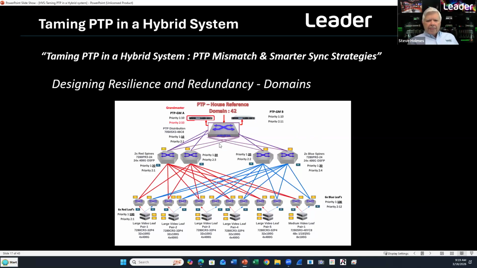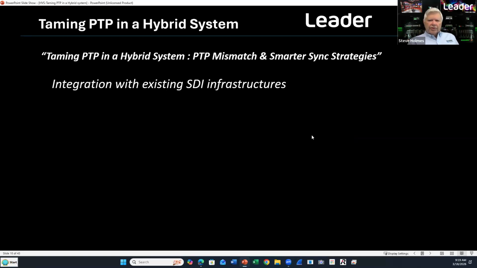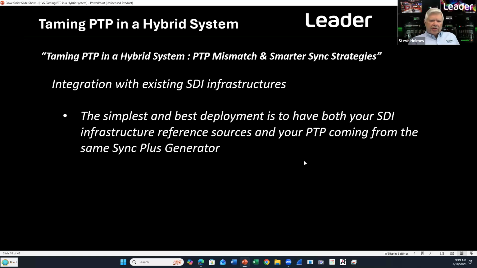But here's kind of a network that's got a PTP distribution layer, takes the PTP down to the leaves, or down to the spines and then down to the leaves. Some people don't want to waste a 100 gig port for PTP, so they will go down to a set of leaves and have the leaves back it back up, which is fine. It works exactly the same and has no issues at all. So you just want to make sure your domain is consistent across your system.